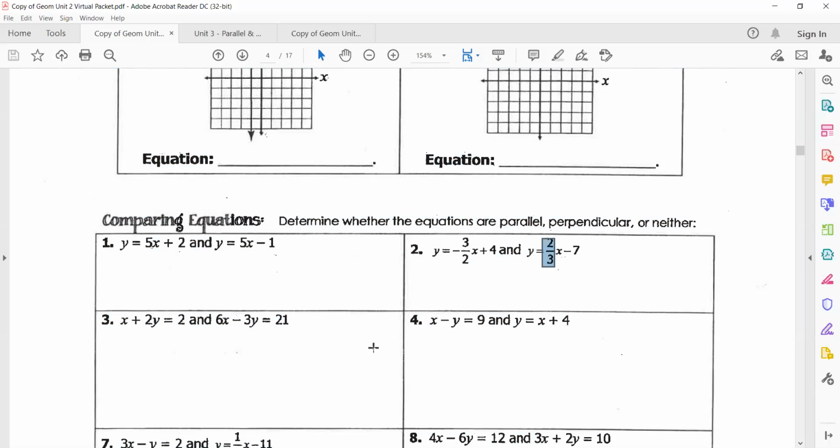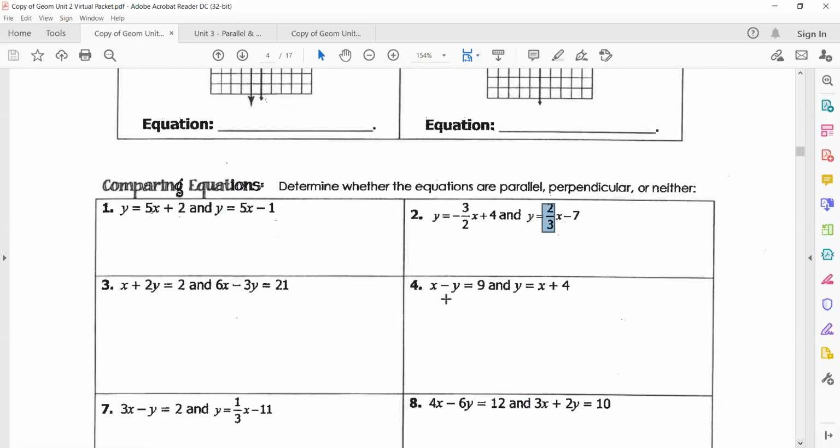Now you get down here into these others though, and they mix up the equation styles on you. That's where you're going to have to do some conversions. 3 and 4 are both in standard form. 7 is a mixture of standard form and slope intercept, and so on.